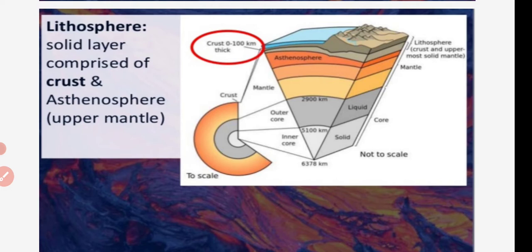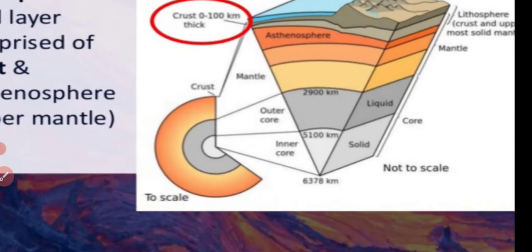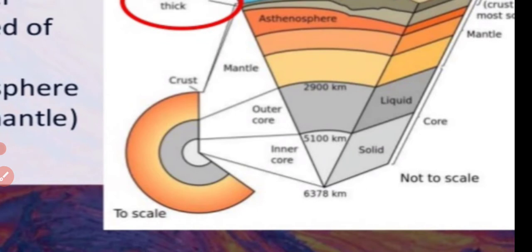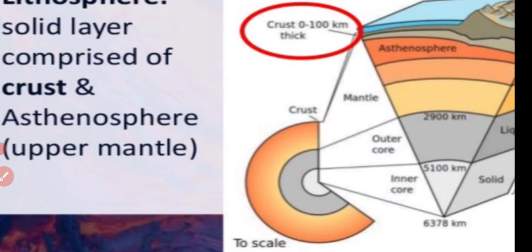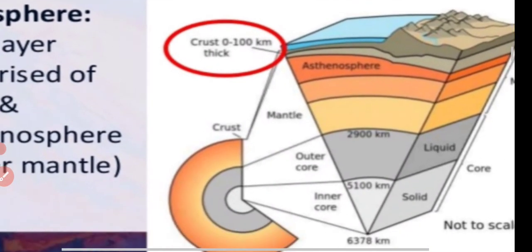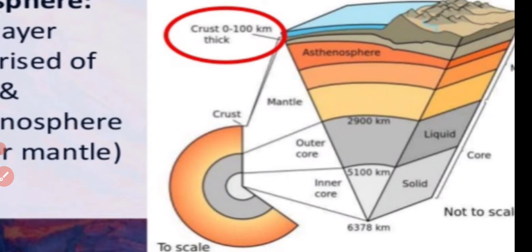So, the first slide shows the solid layer comprised of the crust and asthenosphere. In this slide, you can see the circle which is made; that is the crust. So the solid layer comprised of the crust is also called the asthenosphere, which is above the mantle. These are the layers which are shown in this slide.